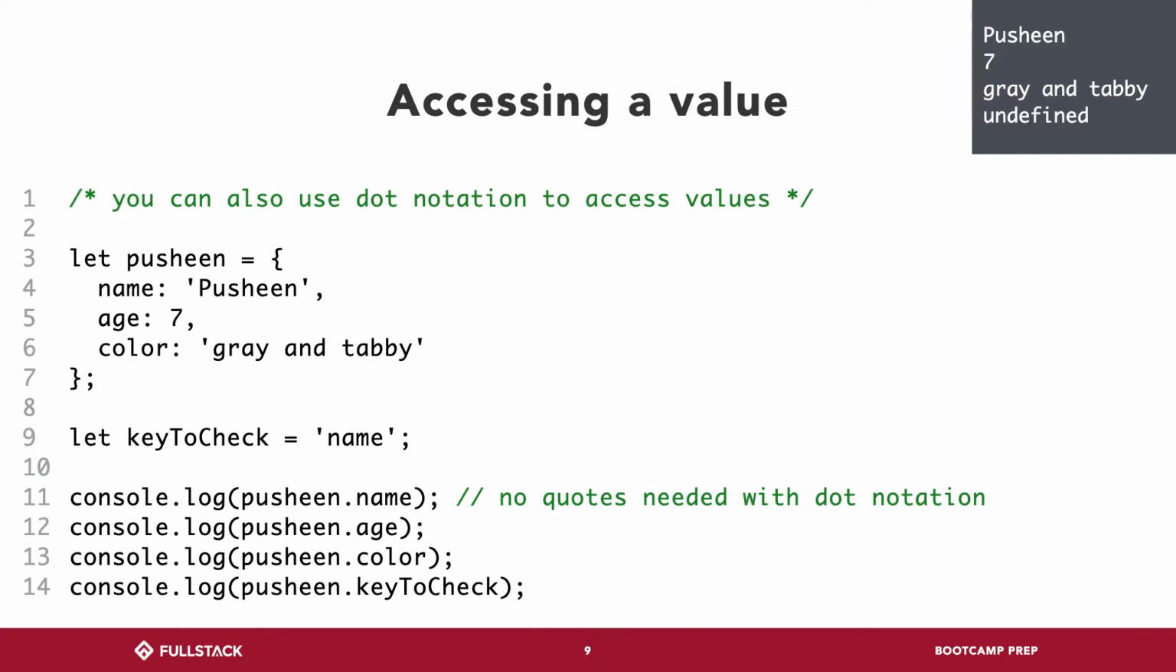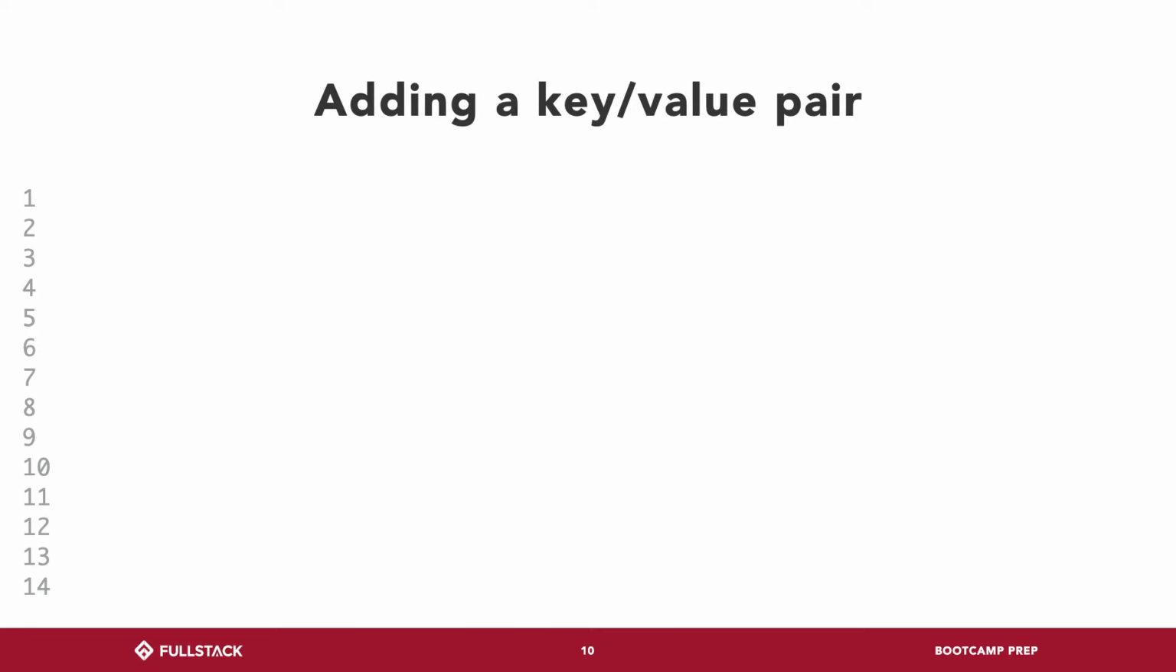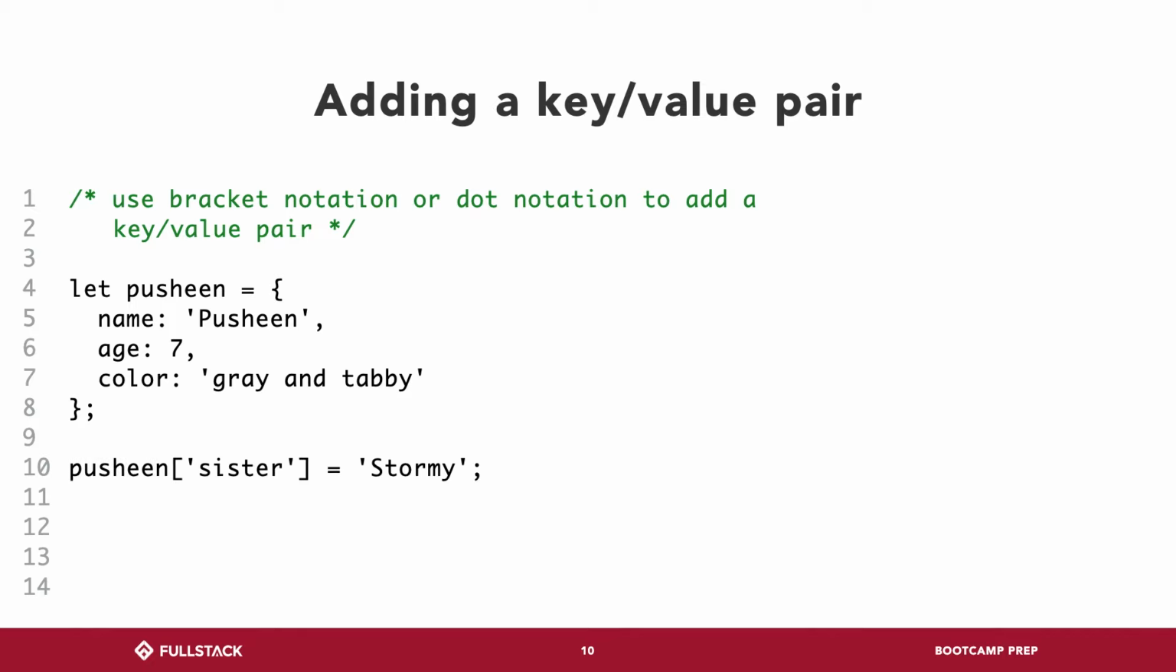Any questions? Okay. Adding a key value pair: use bracket notation or dot notation to add a key value pair. Pusheen bracket sister equals Stormy. Pusheen dot brother equals Pip. Console.log pusheen: name Pusheen, age 7, color grey tabby, sister Stormy, brother Pip.